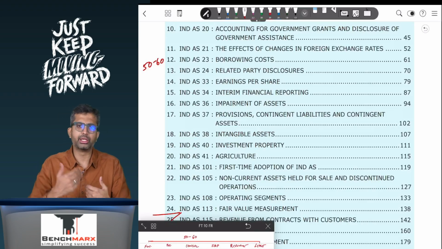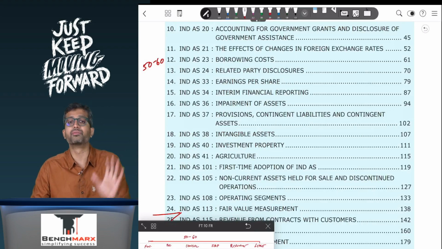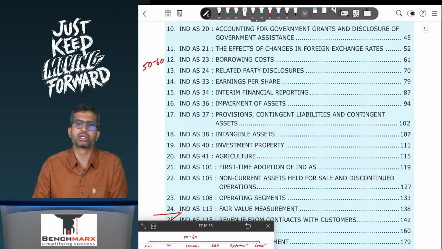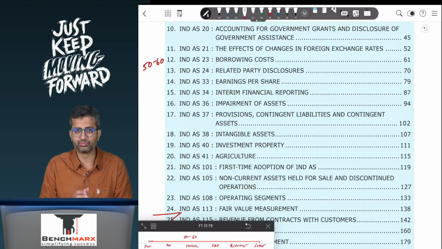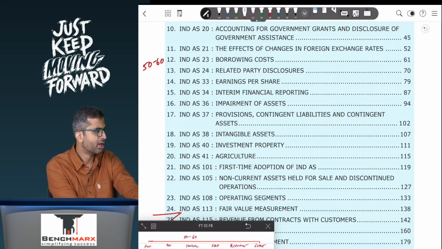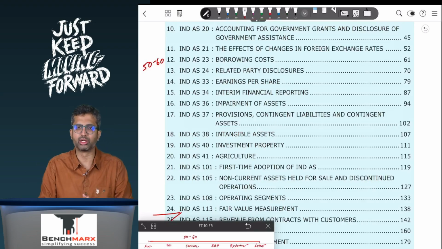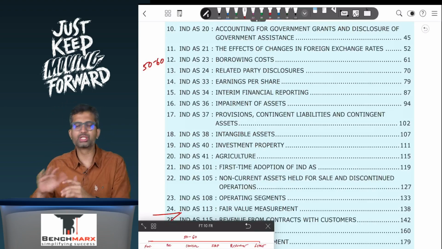So, the phase-wise applicability of Ind AS started from the year 15-16. In the year 15-16, they said that entities can adopt Ind AS voluntarily. Now, if there's a voluntary application, what do you guys think? Would this be a successful phase? Would a lot of companies move into Ind AS voluntarily? Generally, no. So, this was not very successful.